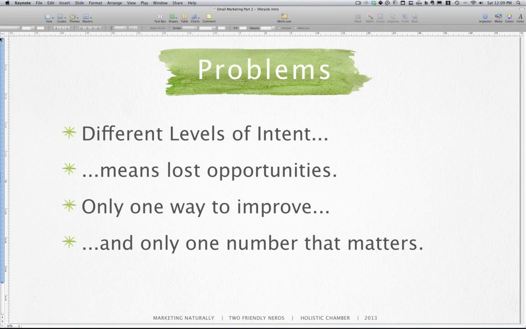The other problem is that there's only one number to improve here, and there's only one number that matters. We said the traditional sales cycle is awareness, sales conversation, they buy or they don't. The only number you care about, if that's your cycle, is the buy or not buy number. That's it. And there's only one way to improve that number, really. You have to get more people into the beginning of the funnel. So if you want to sell to more people, you've got to get more people to be aware of you through marketing. And that's really all you're doing. It really limits you strategically because there's just not a lot of pieces to improve.